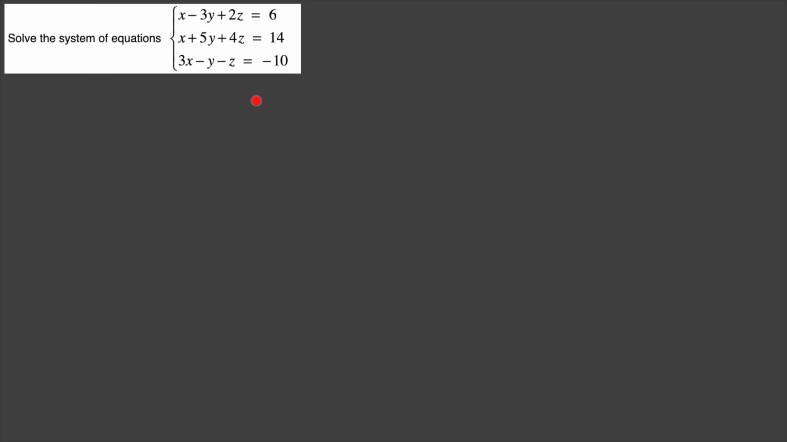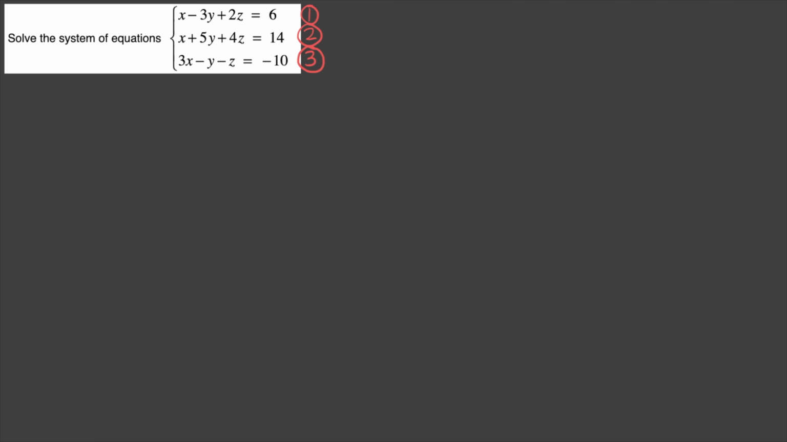All right, so the first thing I'm going to do is label our equations here. So I'm going to label the top one equation 1, and then the second one equation 2, and then the third equation 3. All right, so we need to cancel out a variable in two of the equations, and then that same variable, very important, the same variable in two other equations. So I'm going to cancel out the x's because x is nice here because the coefficients are 1 in 1 and 2 and in 1 and 3.